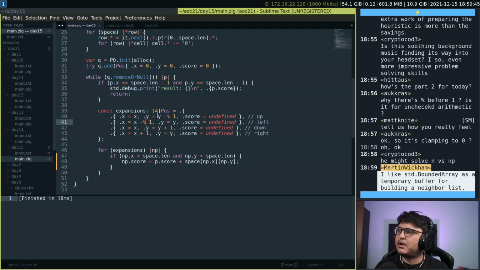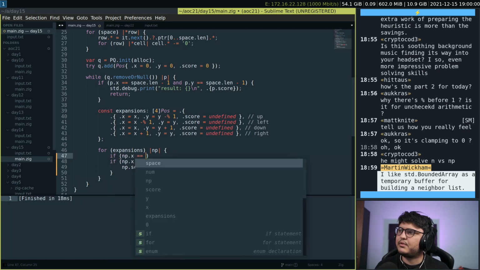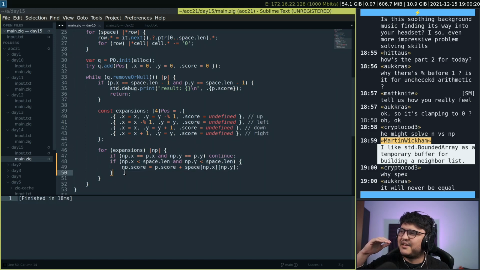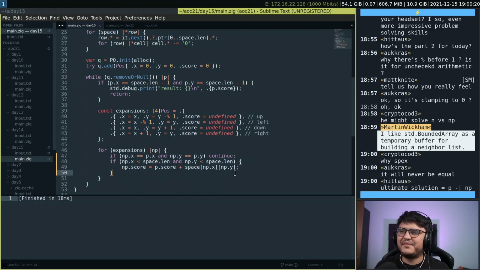Also, there's another thing. I'm adding the point itself, so I should also avoid the point itself. So I think I'll do this. If np.x equals p.x and np.y equals p.y. I don't think it makes much of a difference, but also nice how this is a continuum, like this is a guard style thing, this is a nested style thing. I don't care, it's fine.